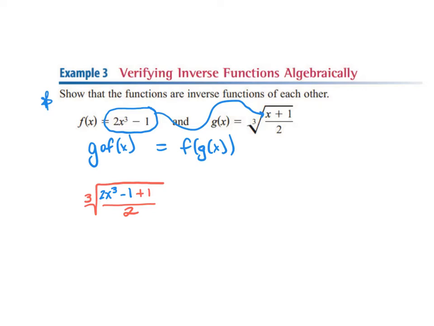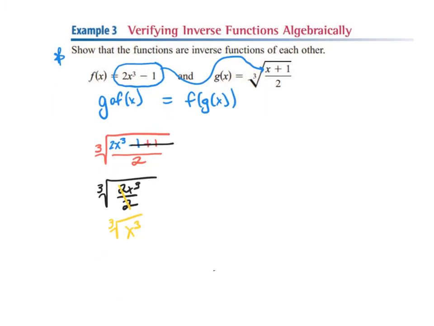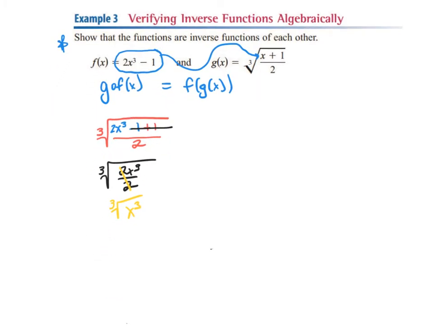We start on the inside, we work inside out. What do I do with the -1s, guys? -1 and +1 do what? They cancel each other out. So now I have the cube root of 2x cubed divided by 2. Well, now what can I do? What happens with the 2's? They cancel. Good. And now I have the cube root of x cubed. And what happens when you cube a cube root? It cancels. So I'm left with just x.